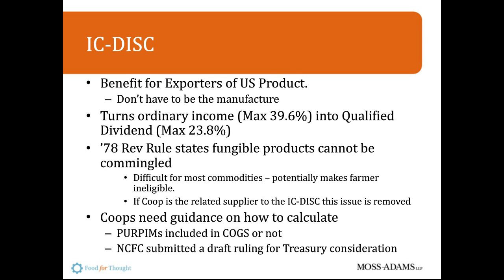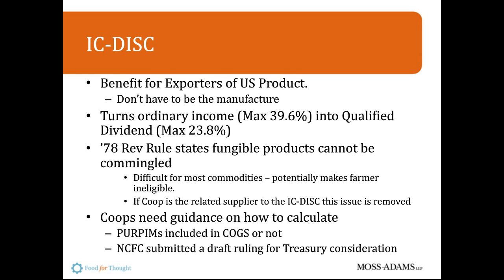So we have basically a rate arbitrage of taking the max 39% tax rate down to 23.8%, and so a pretty substantial savings. For cooperatives, they're not able to benefit from it directly. They have to set up the sister company that is the DISC, and then they typically have to set up a trust or an LLC taxed as a partnership to be the owner of that DISC and allow for special allocations of that dividend back to the patrons on a patronage basis.